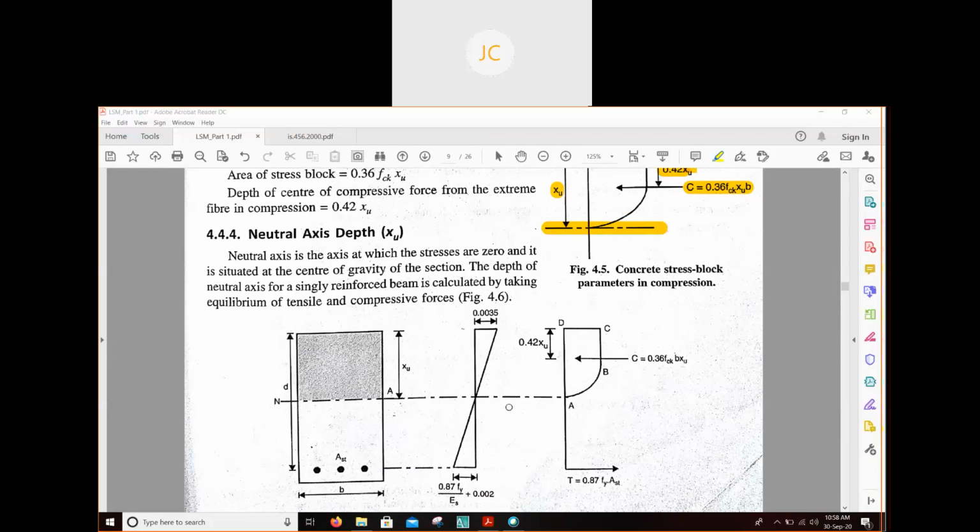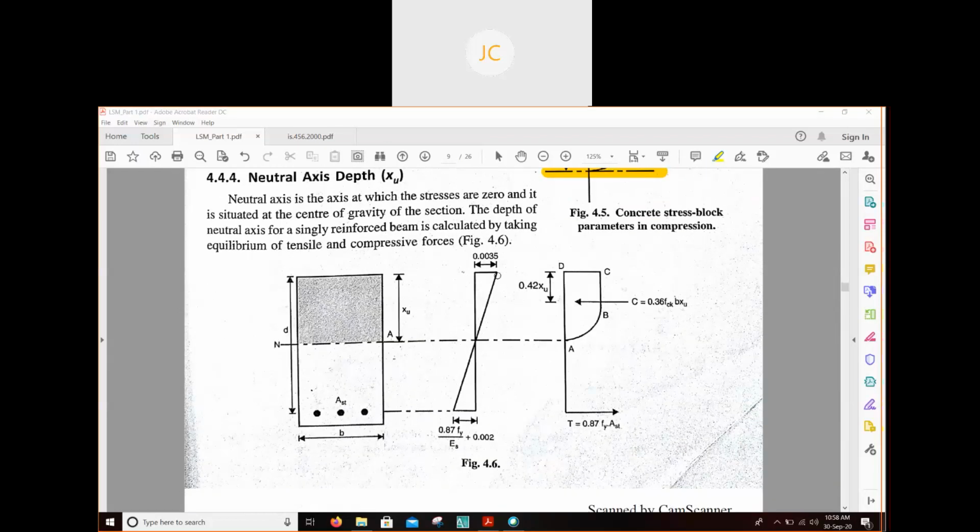All of you must remember this diagram. In the strain diagram, the maximum strain is 0.0035, and the maximum strain in steel is this much. I have shown you in the diagram of stress strain behavior of steel. So the maximum stress in steel is 0.87 FY/AST, and the total tensile force is this much, and total compressive force is this much. These are given in IS 456.